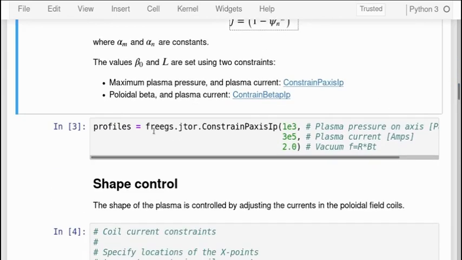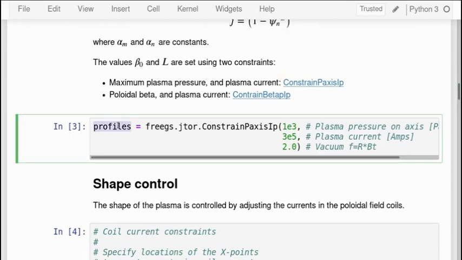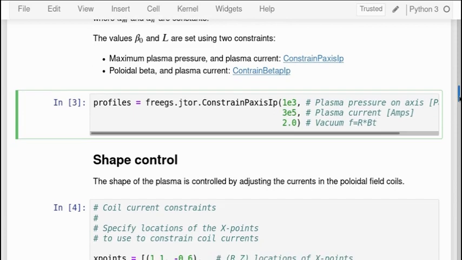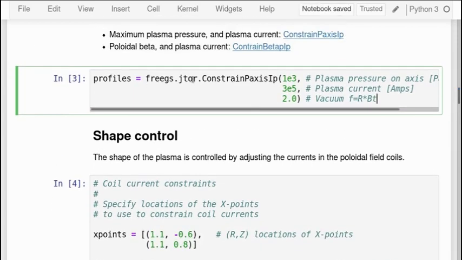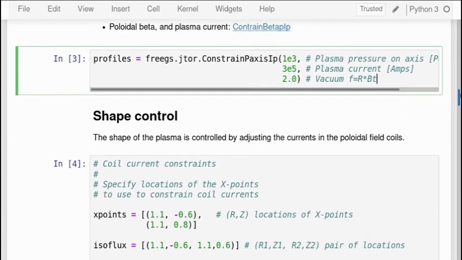Okay, so this is how this is done in FreeGS. We create an object we call profiles. It's using a system where we're constraining the pressure on the axis and plasma current, Ip. We specify the pressure in pascals, the current in amps, and then this is specifying the toroidal field. So it's the R times toroidal field in the vacuum, so if there was no plasma. Okay, so that defines the P and the F profiles.